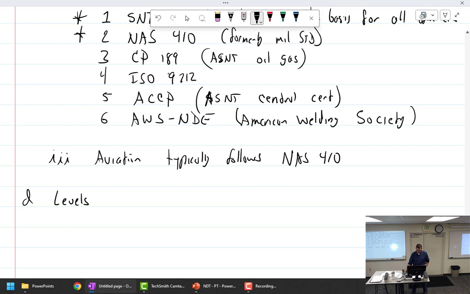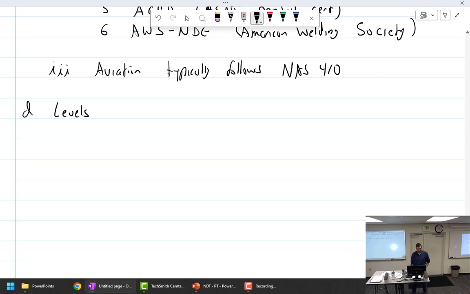Levels. We have our different levels. The lowest one is a level 1. Level 1, and I'll read it, it's long, but I wanted to get exactly what ASNT wanted in here. Individuals should be qualified to properly perform specific calibrations, specific NDT, and specific evaluations for acceptance or rejection determinations.